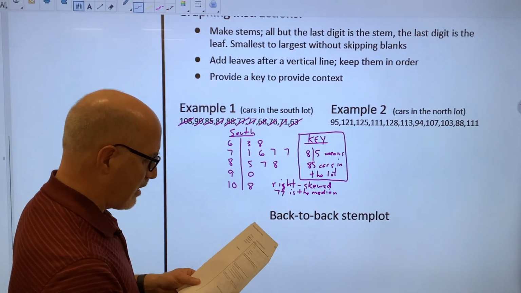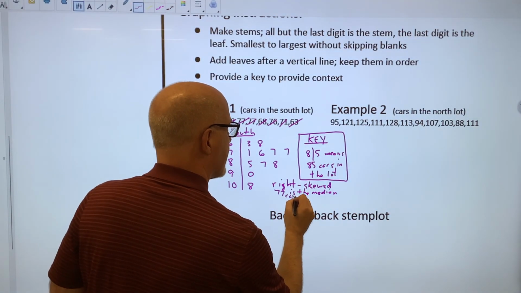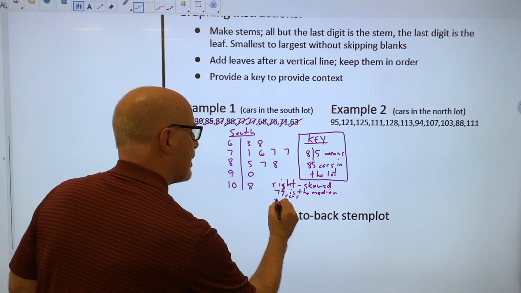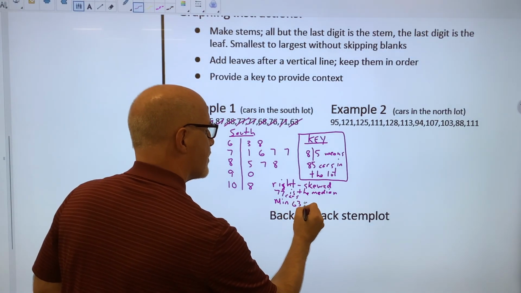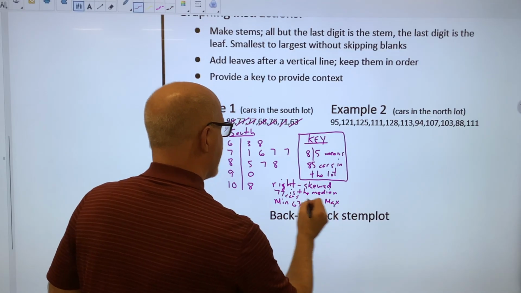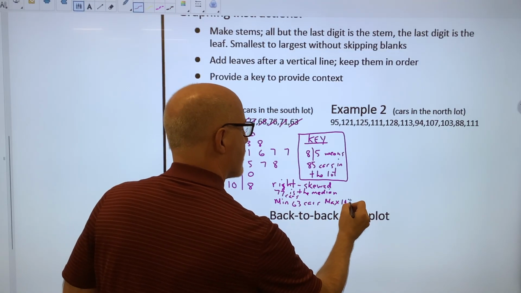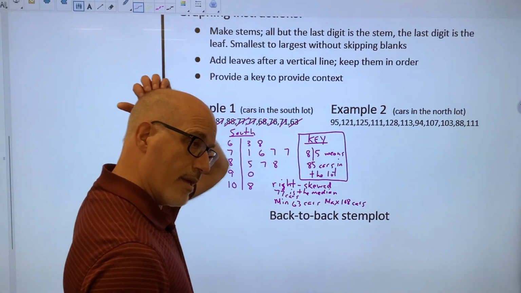And then lastly, I'm going to list, and this is, by the way, 77 cars, so we want to give the context. So my minimum number of cars is 63 cars. So put the label on it. And the max is 108 cars. So give the context for your graph.